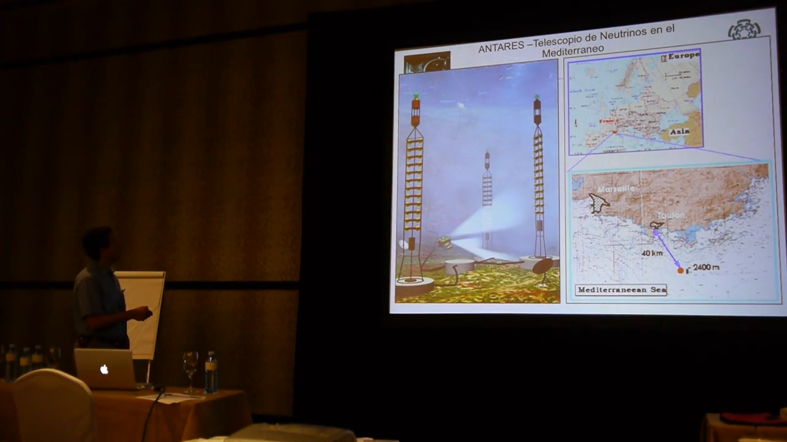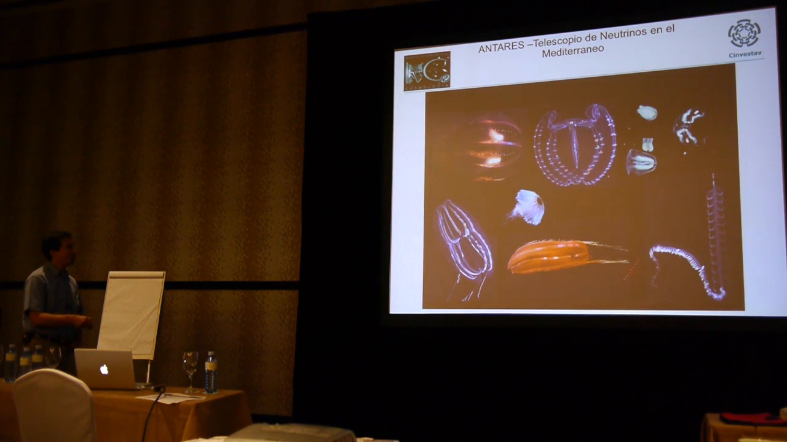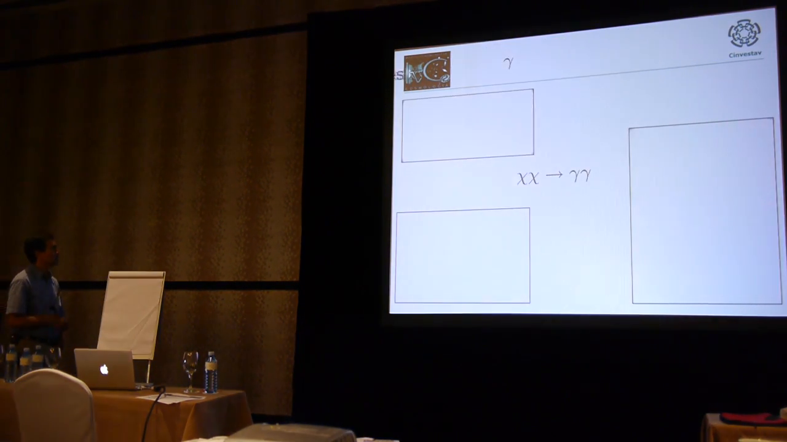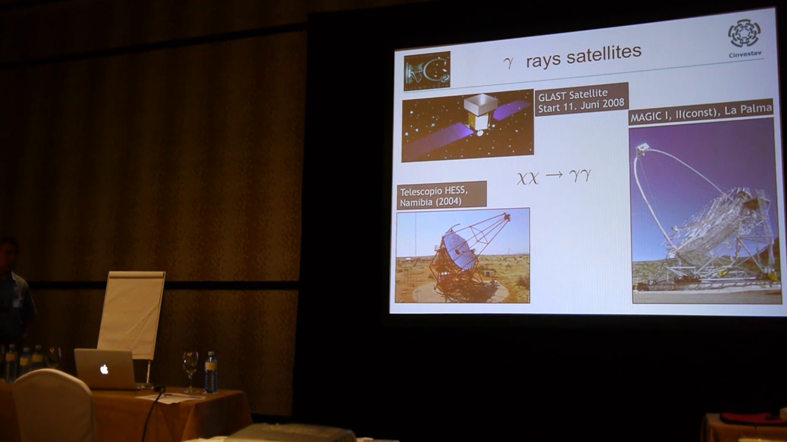Well, another telescope is the ANTARES telescope. It is very similar to the last one, but now it is in the Mediterranean Sea, 2,400 meters deep, 4 kilometers far away from Toulon. And the problem with this detector is that around the Mediterranean there are a lot of animals with electrical charge, and they are a big noise to be detected. But in any case, they will solve this problem.